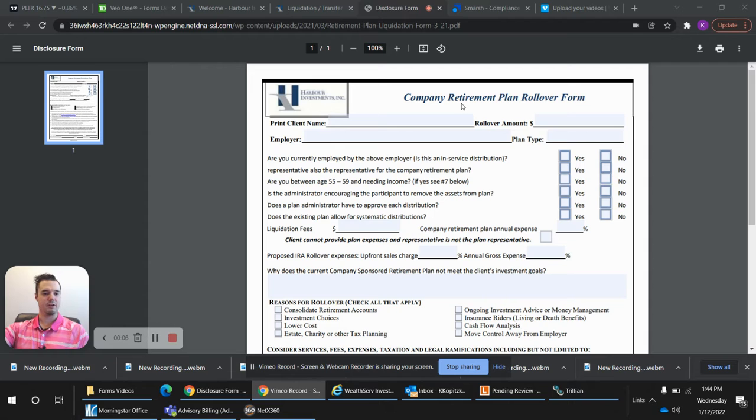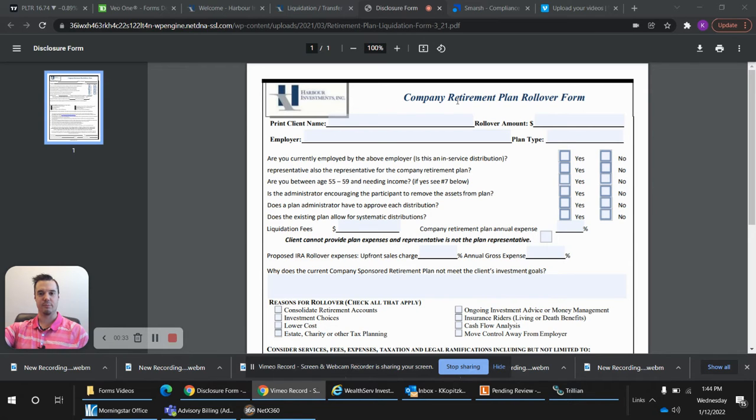In this video, we'll be talking about the company plan rollover form. In previous videos on the advisory disclosure form and the liquidation form, I hinted at there being three forms whenever moving money from one investment to another. This is the third of those three forms. The first two videos were on the advisory disclosure form and the liquidation form. If you haven't seen those videos, please go ahead and watch those as well.